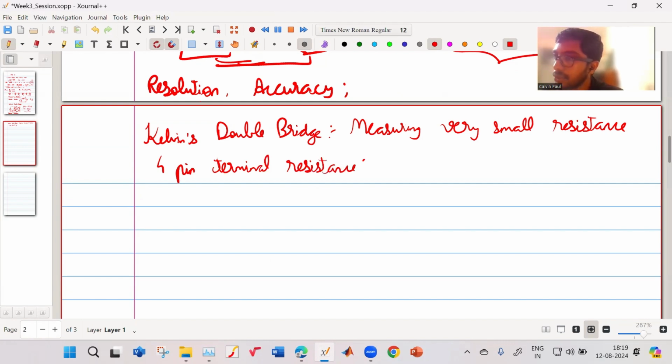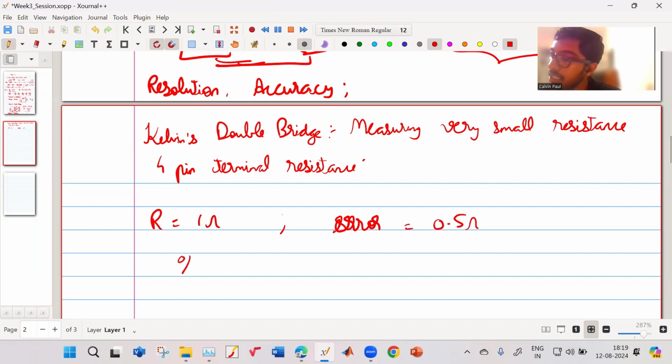And you must understand why we have to use a Kelvin's double bridge. It is because we consider the topic of error. Okay, error is problematic only when its relative percentage is very high. Say I have a resistance of 1 ohm, and the error in the measurement of the resistance is say 0.5 ohm. Okay, that's the error in the measurement.